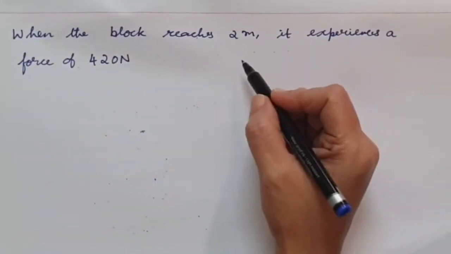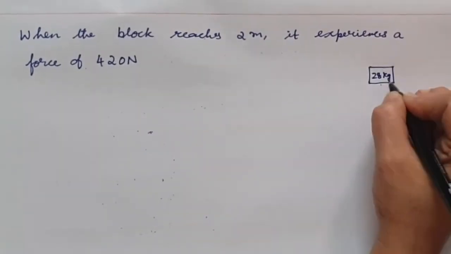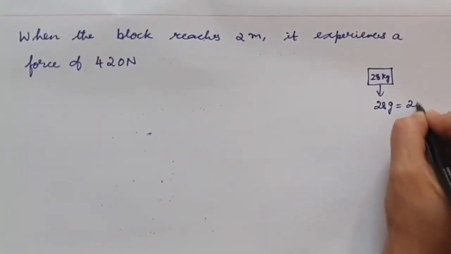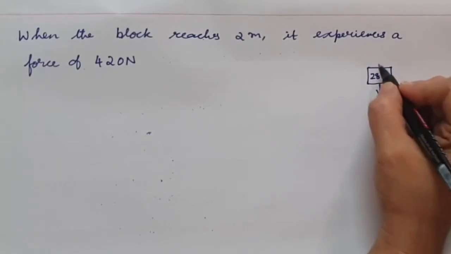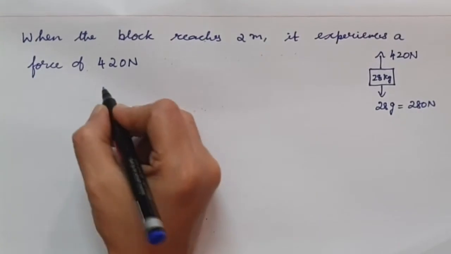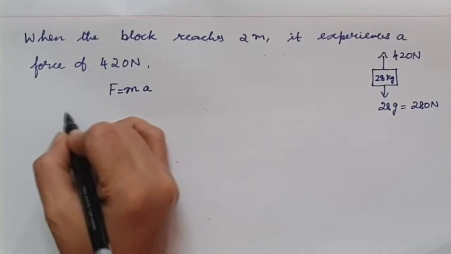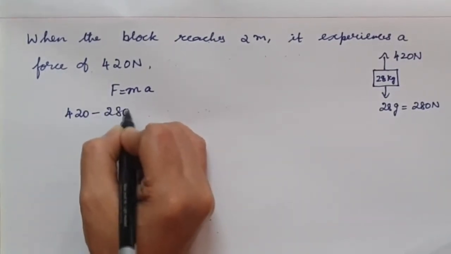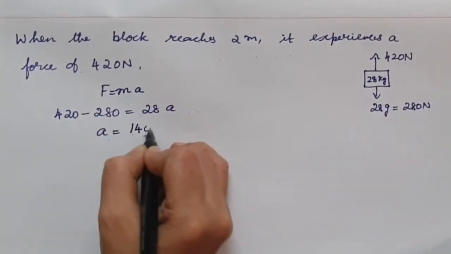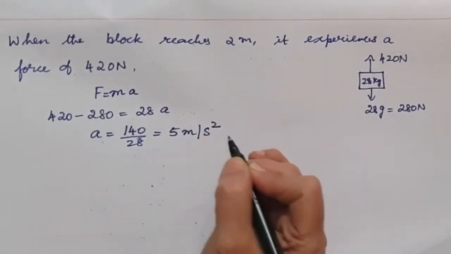When the block reaches 2 meters, it experiences a force of 420 Newton. The mass of the block is 28 kg, so it is 28 g, that is 280 Newton will be the weight. And then it experiences a force of 420 Newton. So now by Newton's second law, F equal to ma, that will be 420 minus 280 equal to 28a. So a will be equal to 140 divided by 28, which will be equal to 5 meter per second squared.